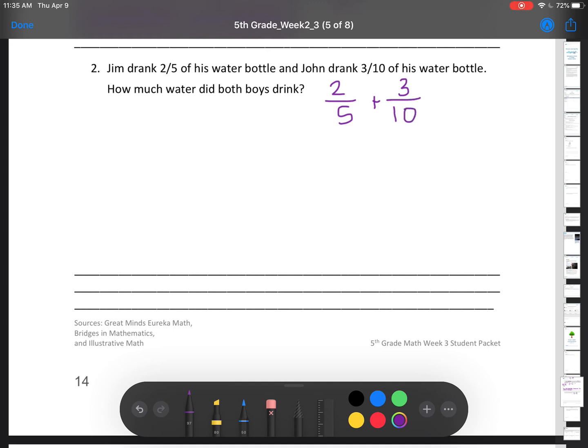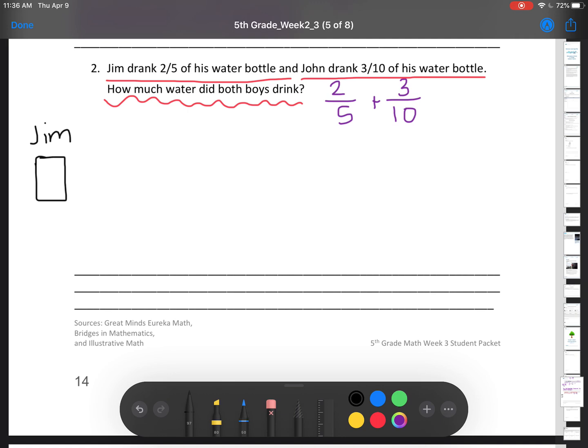All right. So this says Jim drank 2/5 of his water bottle and John drank 3/10 of his water bottle. How much water did both boys drink? Okay, so this doesn't have to be a super perfect math model when you're drawing this out to decide. It can be whatever helps you. So I'm going to draw a picture that helps me. So I'm thinking, Jim has a water bottle, right? Here is his water bottle, okay?